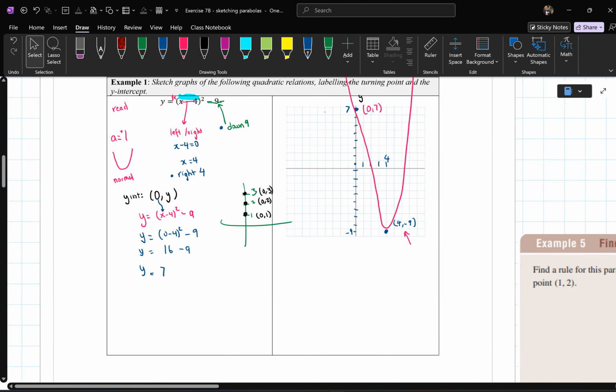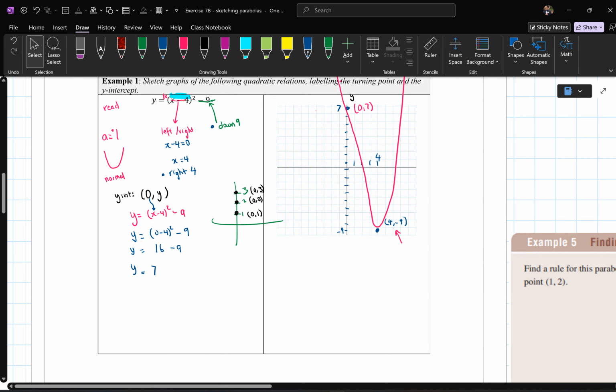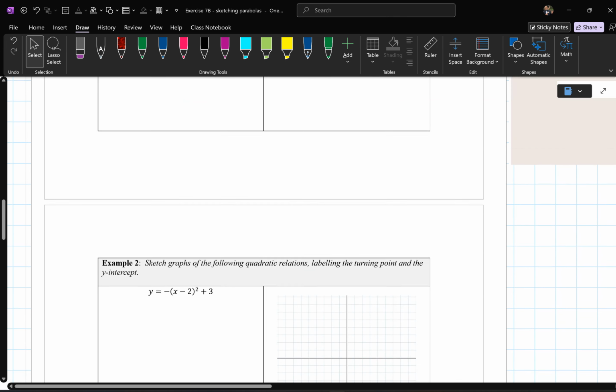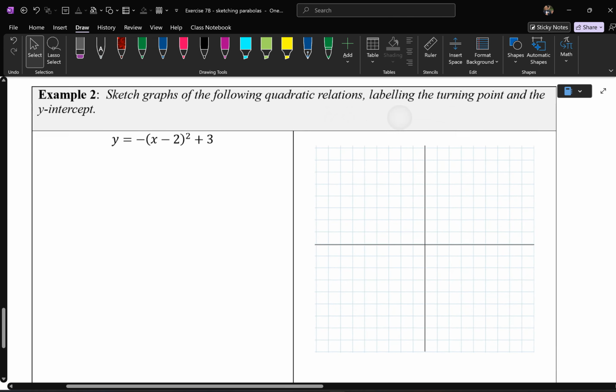I'm going to give you now 4 minutes to work out the y-intercept, the turning point, and sketch it more accurately than you did before. So flip over. Let's try this one now.